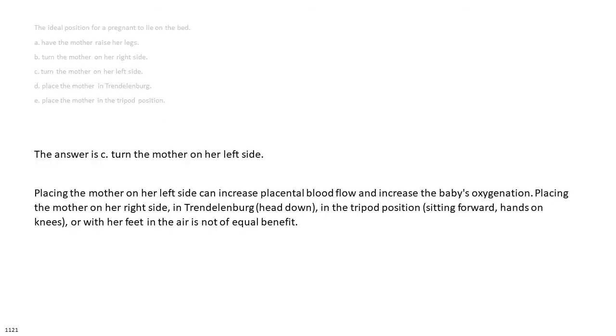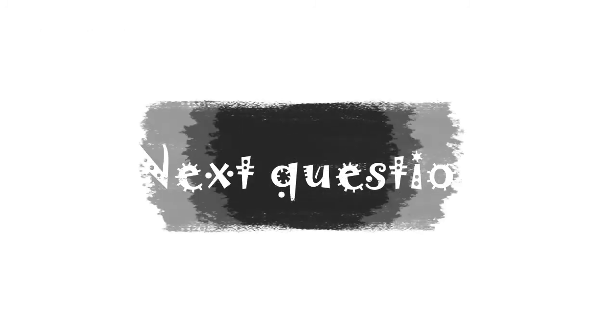The answer is C. Turn the mother on her left side. Placing the mother on her left side can increase placental blood flow and increase the baby's oxygenation. Placing the mother on her right side, in Trendelenburg, head down, in the tripod position, sitting forward, hands on knees, or with her feet in the air is not of equal benefit.